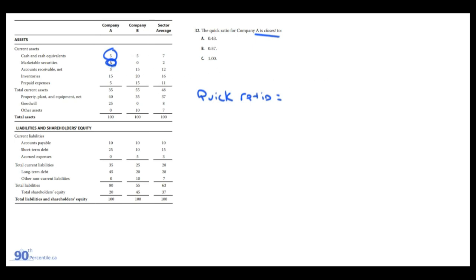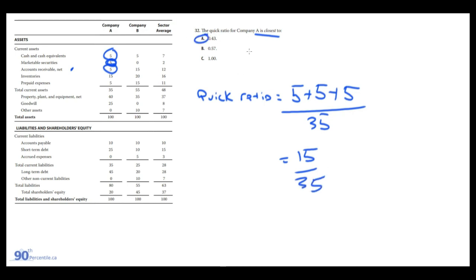The quick ratio also includes accounts receivable, which in theory should be able to be converted quickly into cash, but obviously depends on the company's customers, like what their payment terms are, etc. But for the quick ratio, it does include accounts receivable as well. So it's 5 in cash, 5 in marketable securities, 5 in accounts receivable. And we divide this by current liabilities, which is 35. So we have 15 over 35, and our answer is A, 0.43.